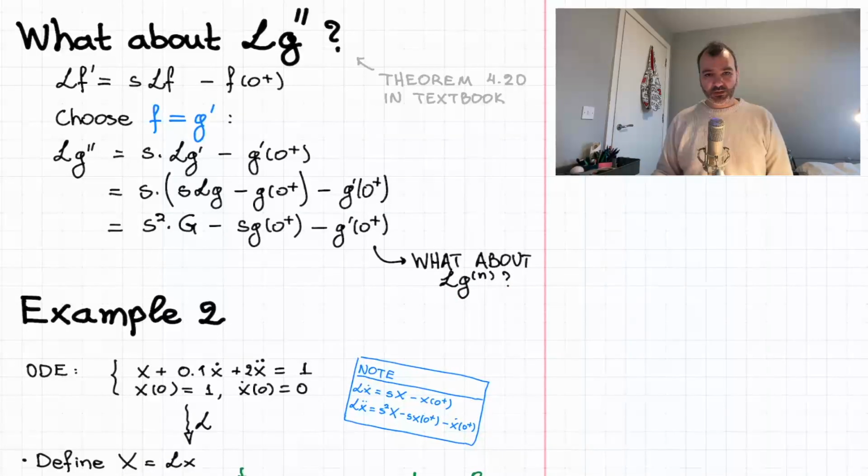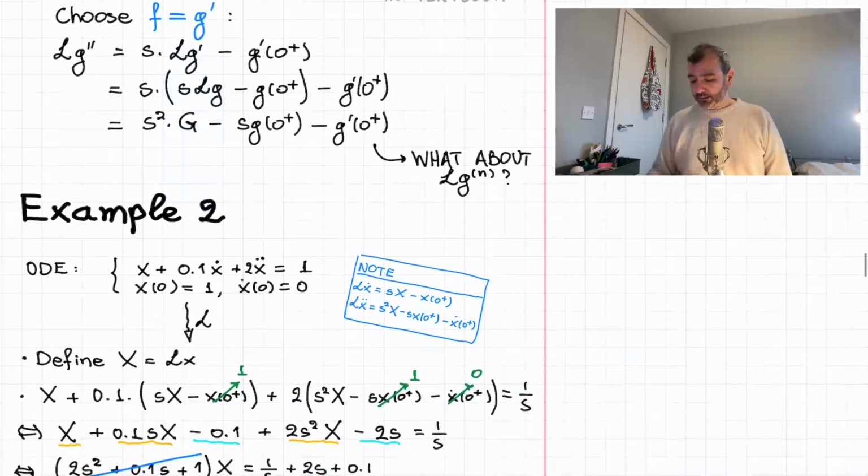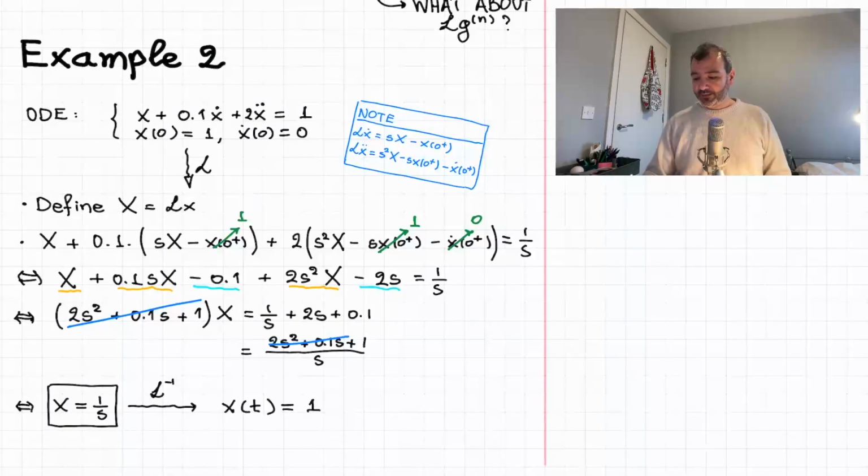I'll just leave this to you as an exercise, or you can check in the textbook, there is a formula. Let's have a look at another example where we have indeed a second order derivative. We have x double dot, you have this differential equation now, and I'm giving you these initial conditions.